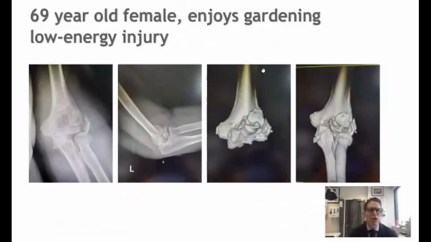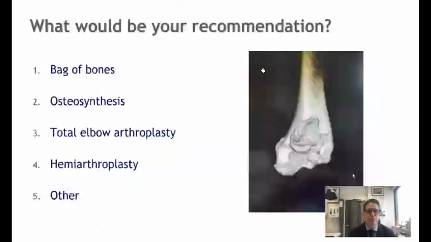So if you're faced with a 69-year-old female patient who enjoys gardening and has this low energy fracture of the distal humerus, also involving the sublime tubercle, we need to ask ourselves the question, what is the best management for this patient? There are lots of options available to us.